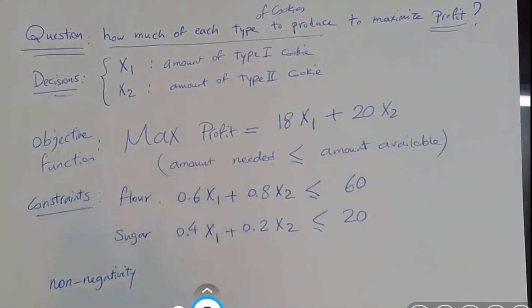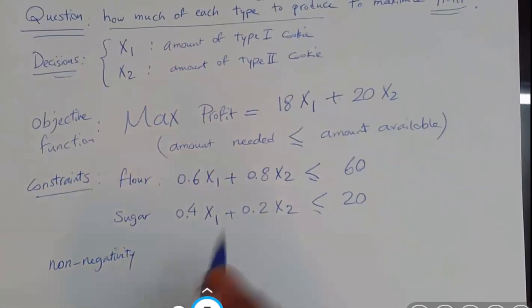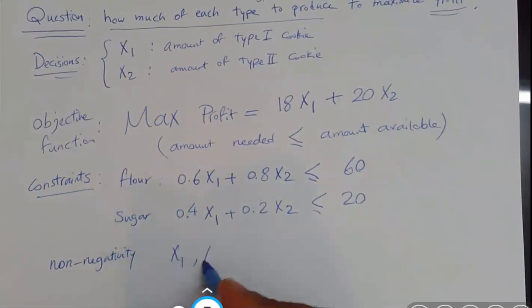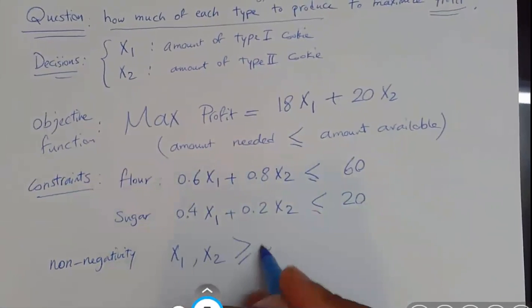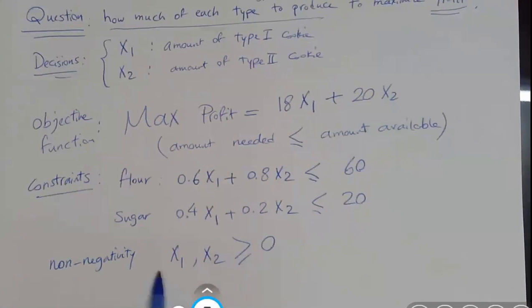Non-negativity constraint, and that means the amount of production X1 and X2 cannot be negative. They can be zero if the solution suggests they can be zero, but they cannot be negative. They can be positive, they can be zero, but they can't be negative.